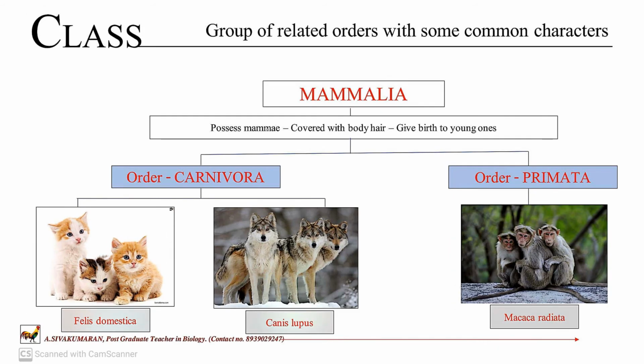See, the order Carnivora has some similarity with the next order, Primata. The body is covered with fur, with body hair, and they give birth to young ones. These are certain similarities found between these orders. So these two orders are related and hence are grouped as a class.